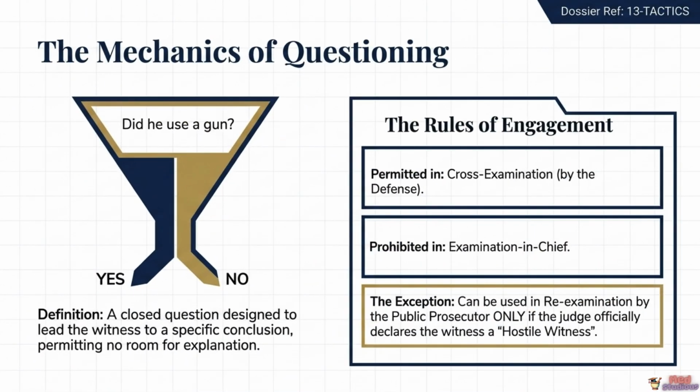One specific type of question cuts through the entire trial process with special legal significance: the leading question. A leading question is defined as a closed-form question that is deliberately worded to guide or force the witness toward a specific answer, leaving no room for elaboration or explanation. The classic example is, did he use a gun? The question itself suggests the answer and forecloses nuanced response.